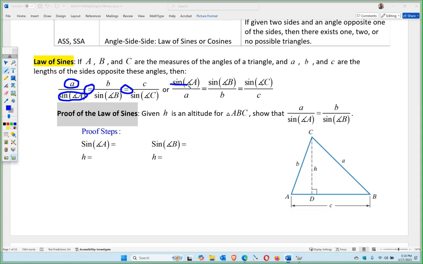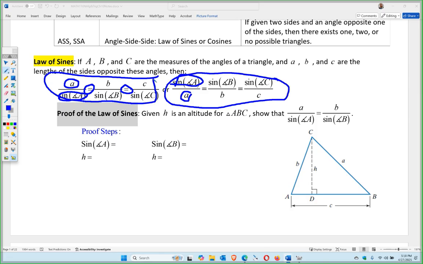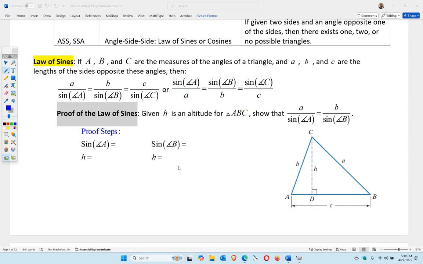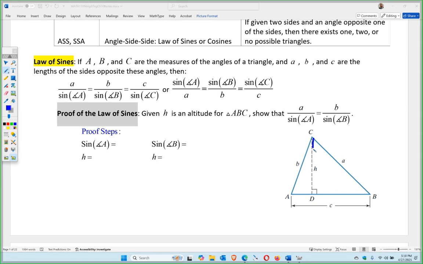And you can put the angle on the top with the sine and the side on the bottom. It doesn't matter. So this way is correct, or this way. It doesn't matter which way you do it, because it's a proportion. Okay, so why does it work? Well, take any triangle that's not a right triangle. This triangle over here is not a right triangle. You can draw what's called an altitude and make a right angle.